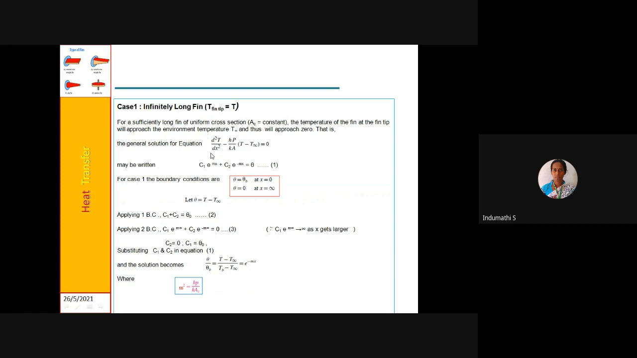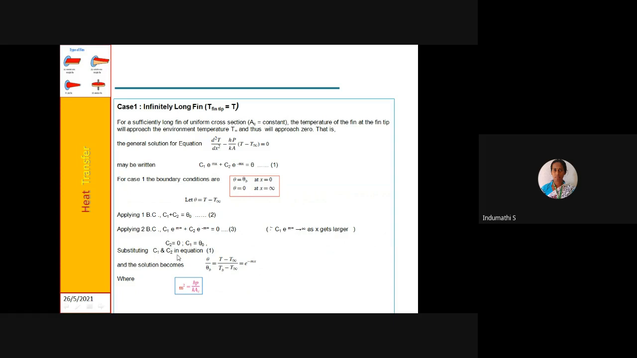This is the general solution of the differential equation, which may be written as c1 e to the power mx plus c2 e to the power minus mx. For case 1, these are the boundary conditions: theta is equal to theta b at x is equal to 0, and theta is equal to 0 at x is equal to infinity, where theta is equal to t minus t infinity. Applying boundary condition 1, we get c1 plus c2 is equal to theta naught. Applying the second boundary condition, we see that c1 e to the power mx tends to infinity as x gets larger. In such a case, c1 is equal to 0 and c2 is equal to theta b.